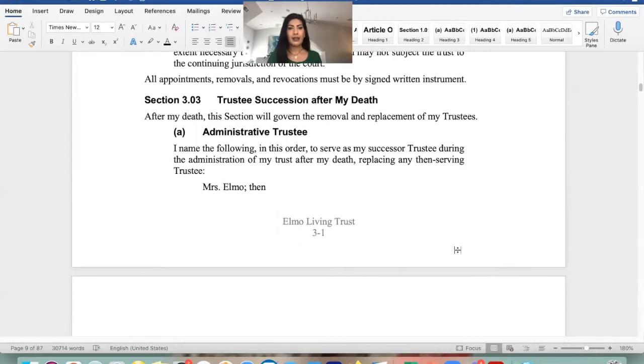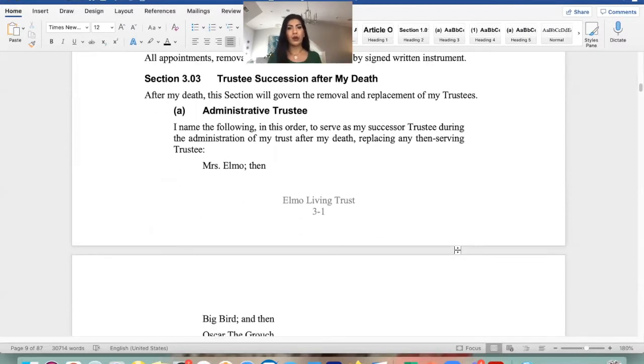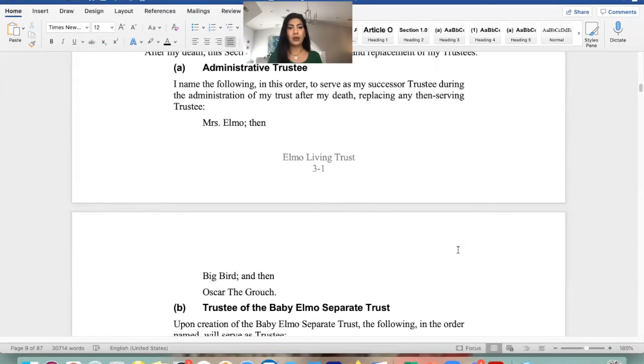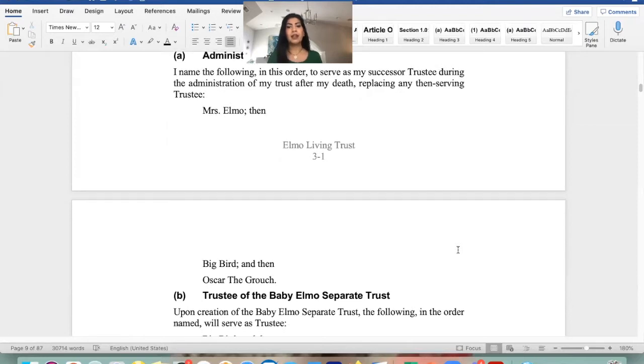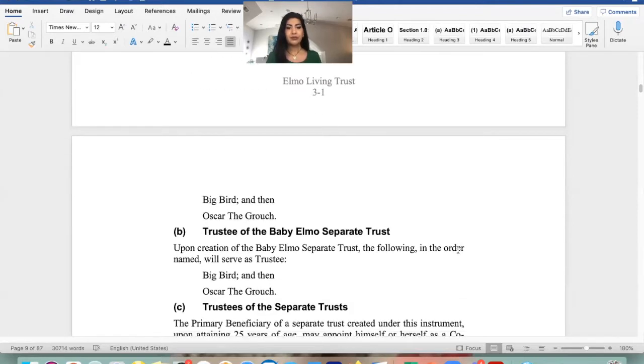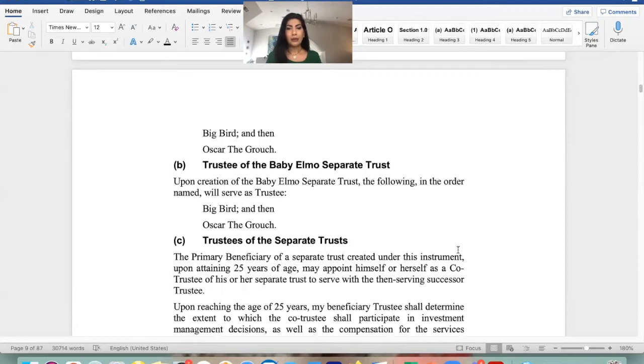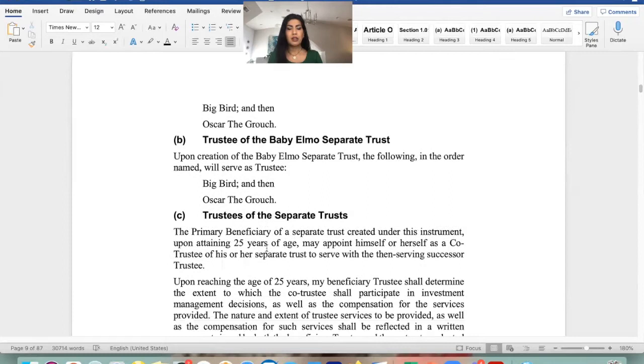Upon passing, it follows the same order, where first for Elmo, it's Mrs. Elmo, then it's Big Bird, and then it's Oscar the Grouch. Baby Elmo is going to have a separate trust created only when both he and Mrs. Elmo pass away. And at that time, it's going to be Big Bird who's the trustee. And then if Big Bird's not available, again, it's Oscar the Grouch.